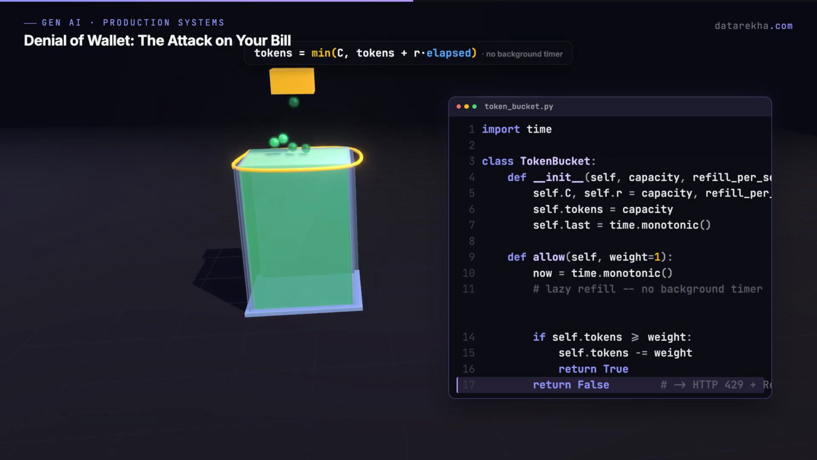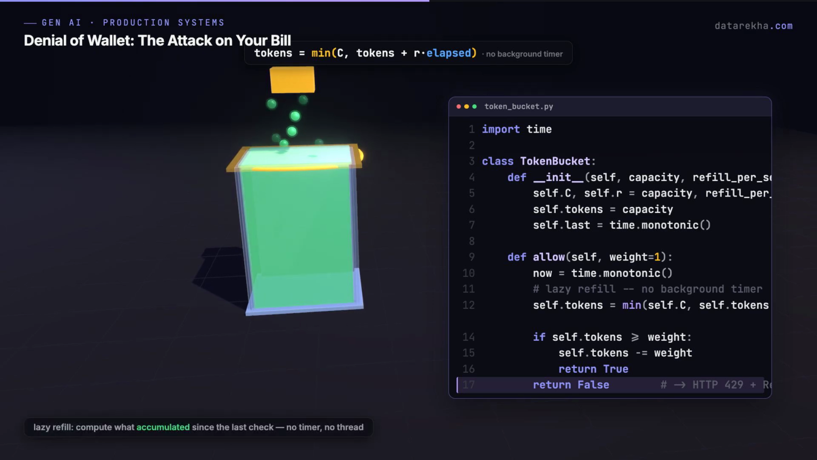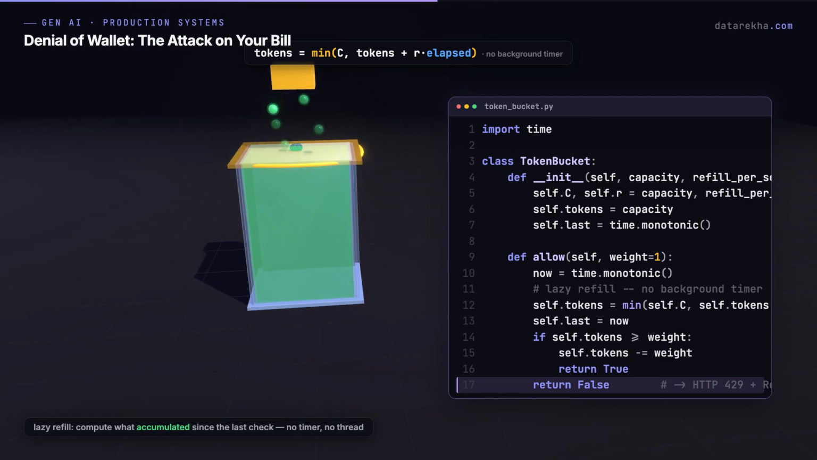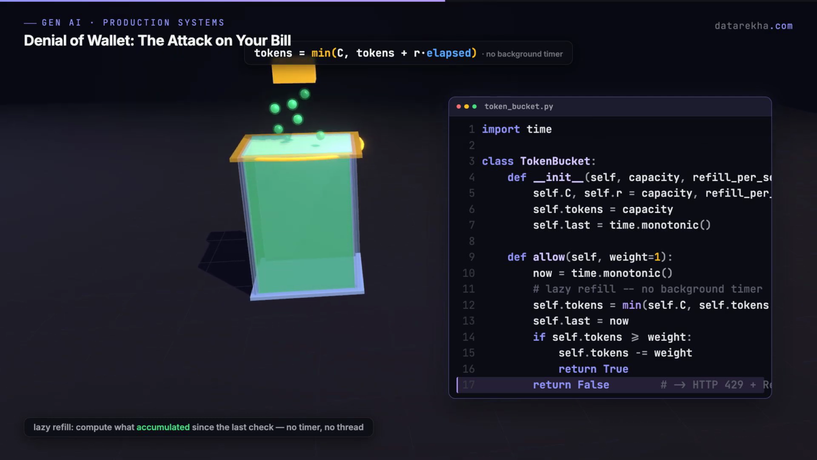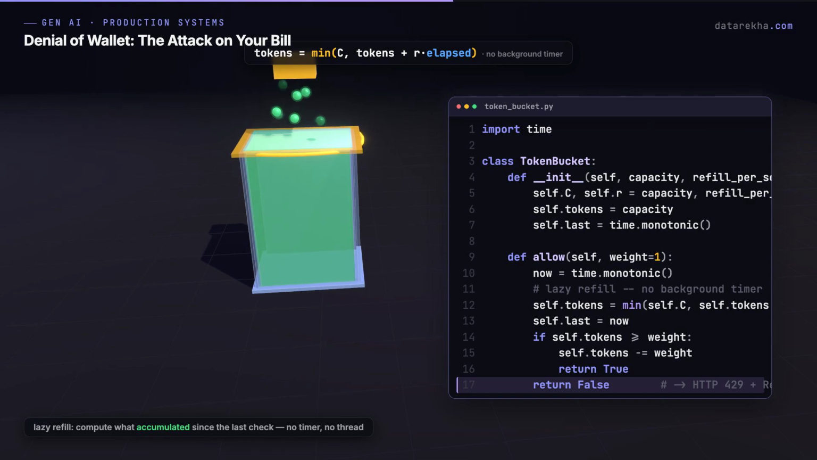And the elegant part is the refill math. At any moment, the bucket equals the minimum of C and the current level plus R times T, the seconds since the last check. So you need no background timer, you just compute what accumulated.